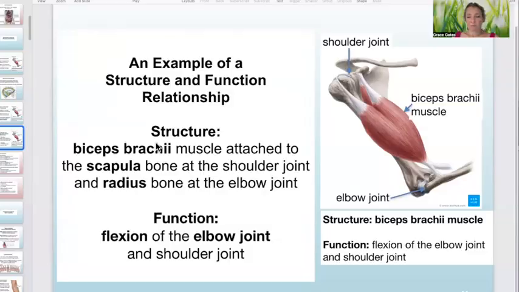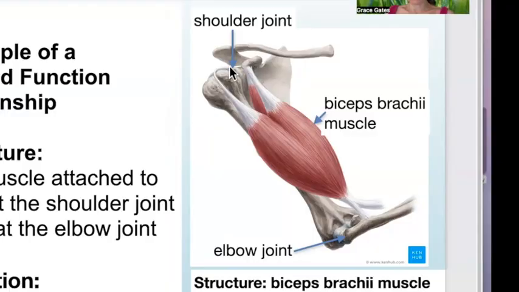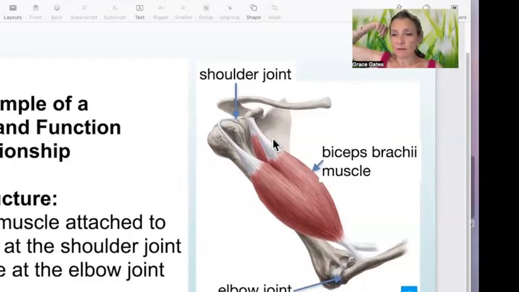So, for example, this is a shoulder and an upper arm and then a lower arm shown here. And the biceps brachii muscle, which is the muscle in the front that you show off when you want to show people how big your biceps are. Can I put mine in there? Ooh, yeah, it's huge. Oh my goodness.